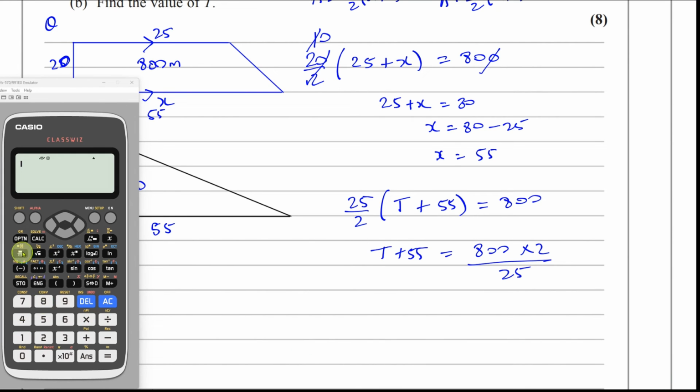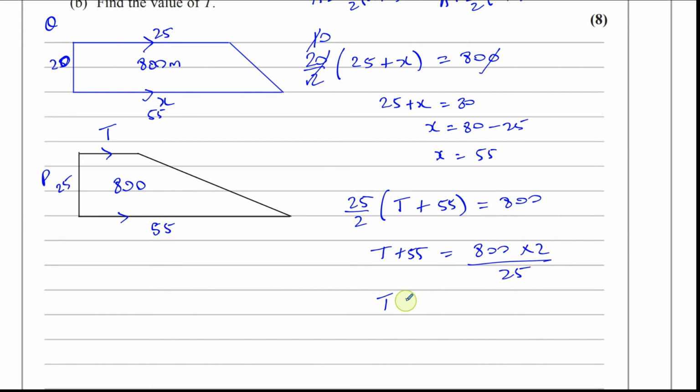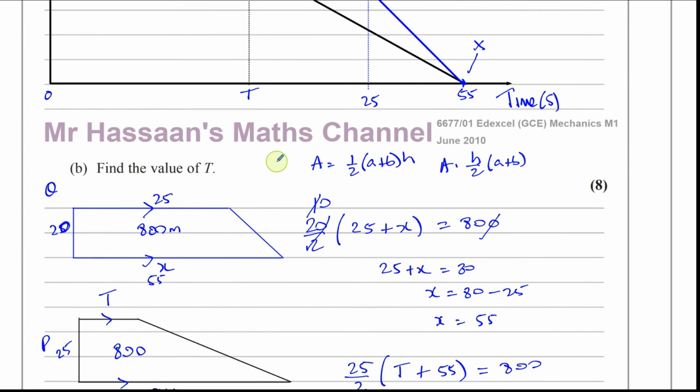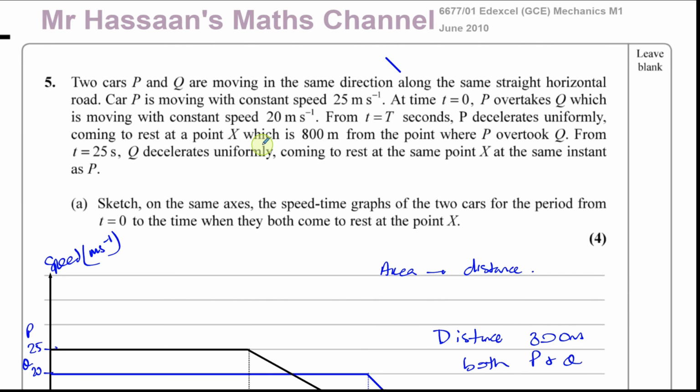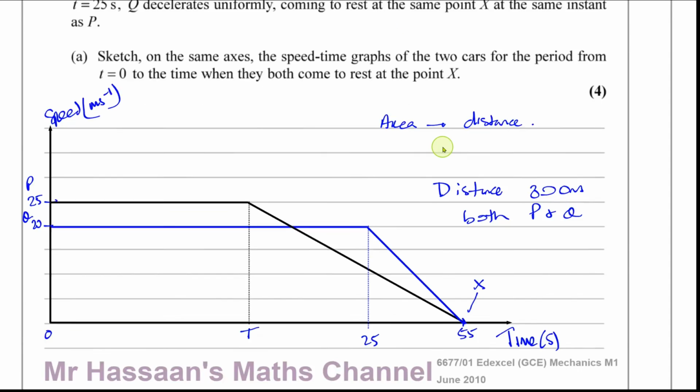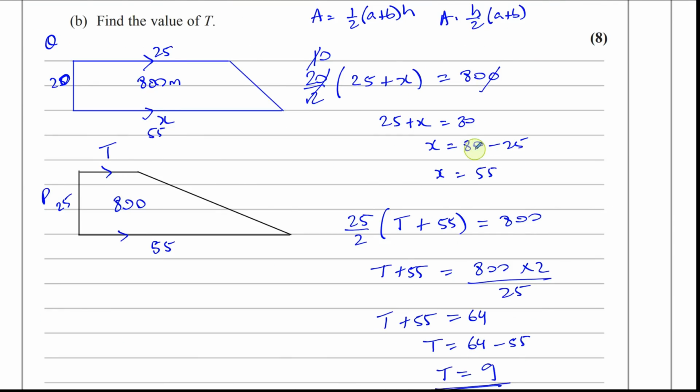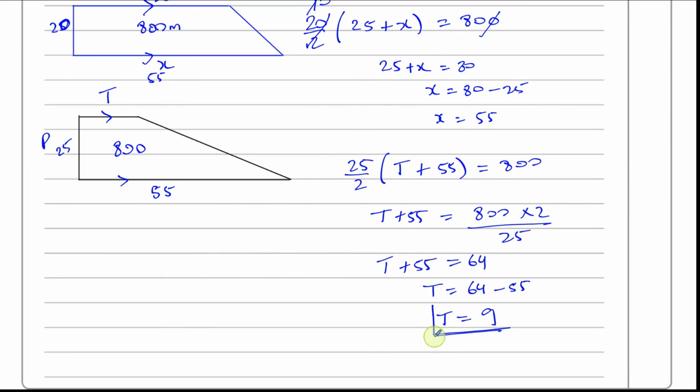So you have 800 times 2, which is 1600, divided by 25. That gives you 64. So you have T plus 55 equals 64. So T is equal to 64 minus 55, which is equal to 9. So T equals 9. That's the value of T. It says T seconds, so the unit's already assigned there. So there's the answer to this question.